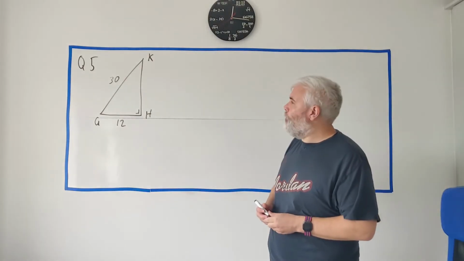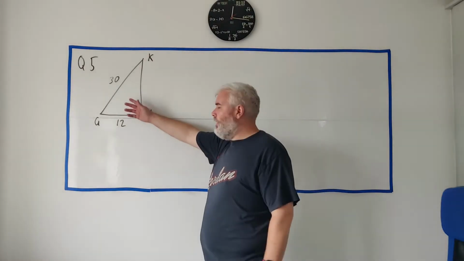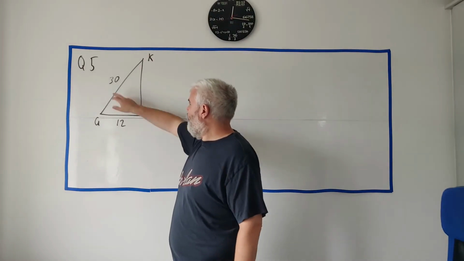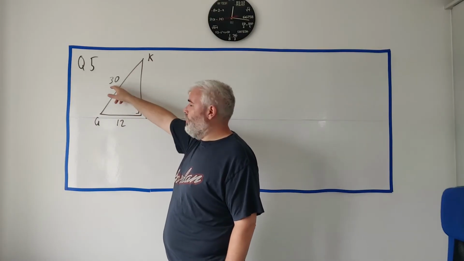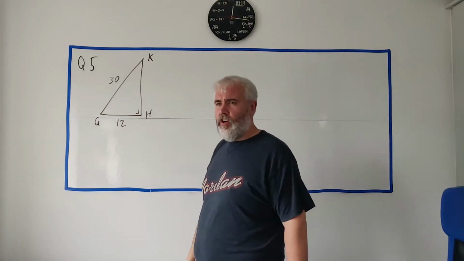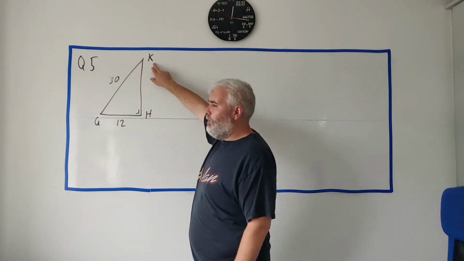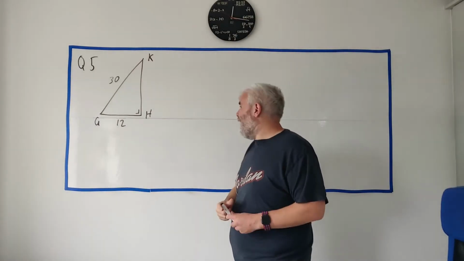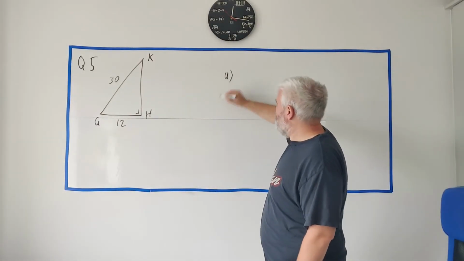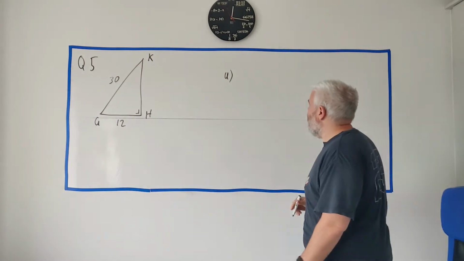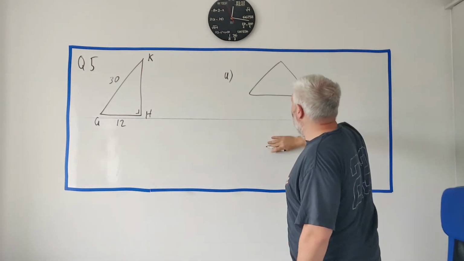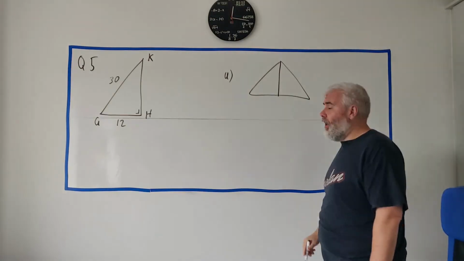Okay, on to part B. Part B, they give us this triangle here, 12 on the base, 30 the hypotenuse. It's a right angle triangle. And again, they ask us to find the perpendicular height. And that made me realise, let me just show you quickly something from part A. The equilateral triangle. They wanted to find the perpendicular height here.